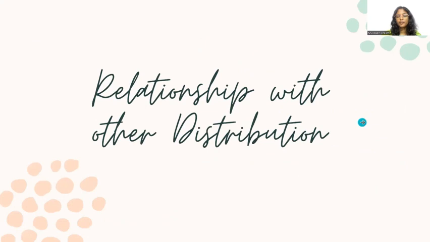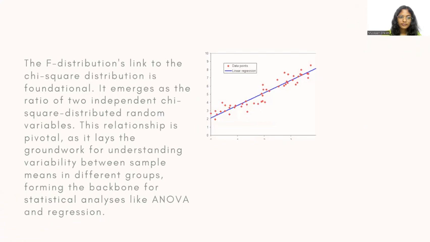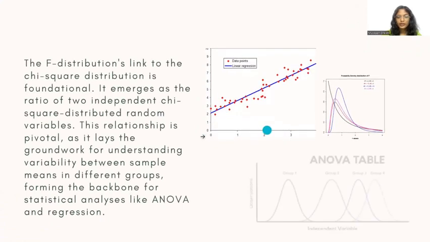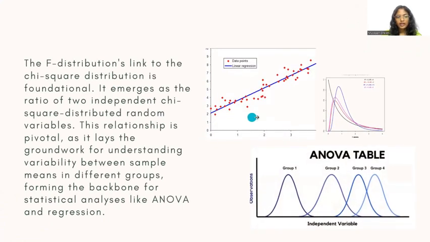Let's see the relationship of F distribution with other distributions. The F distribution's link to the chi-square distribution is foundational. It emerges as the ratio of two independent chi-square distributed random variables. This relationship is pivotal as it lays the groundwork for understanding variability between sample means in different groups, forming the backbone of statistical analysis like ANOVA and regression. So this graph here is regression analysis, and here we can see the ANOVA.